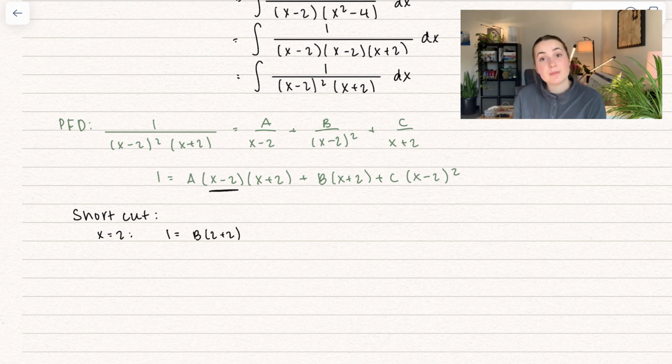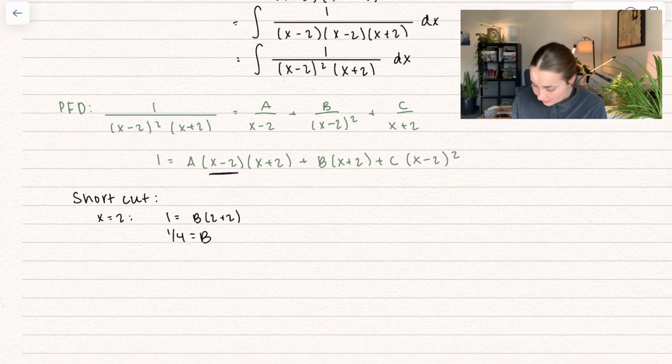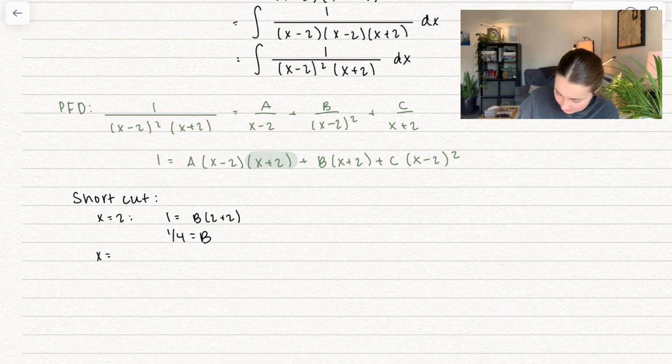And then that c term is also going to go to 0 if I plug in 2. So 1/4 is equal to b. So now let's go ahead and try plugging in another 0. I notice here we have x plus 2, and if I were to plug in -2, that would go to 0. So let's try x is equal to -2.